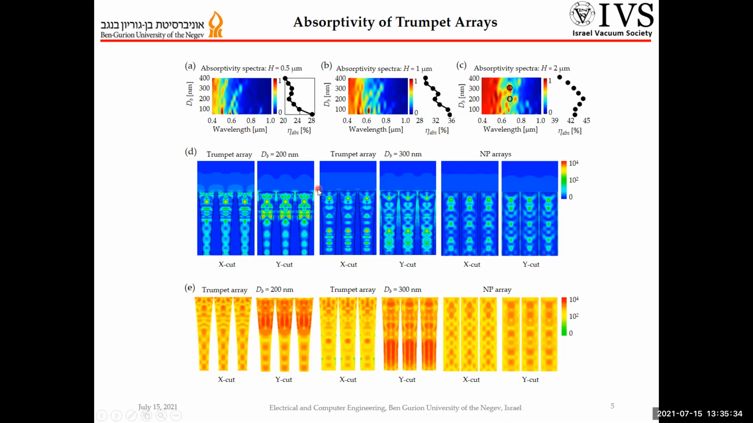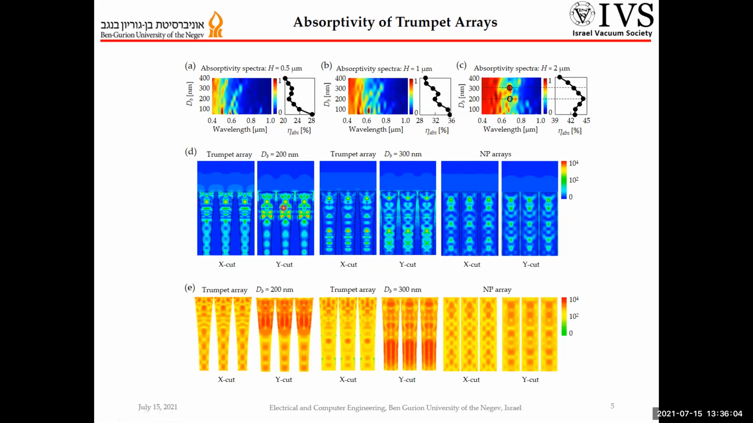Figure 2D presents the power flux density, which is the time-averaged Poynting vector, of two strong absorption peaks, presented here at 200 nanometer and 300 nanometer for the wavelength 660 nanometer. Note that the optical coupling between the adjacent nanopillar arrays is relatively weak. The optical coupling behavior in the adjacent trumpet arrays is more complex, as we can see here.